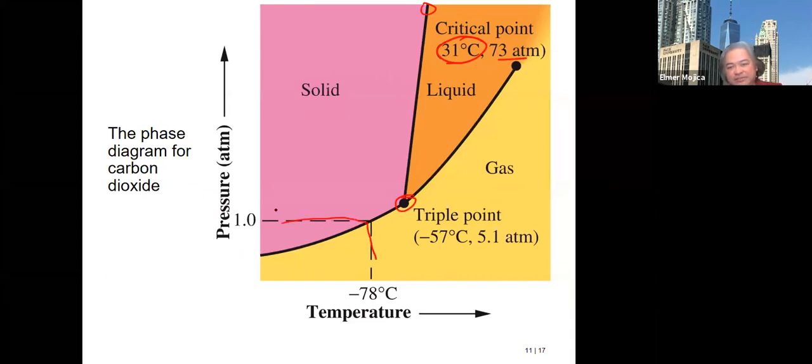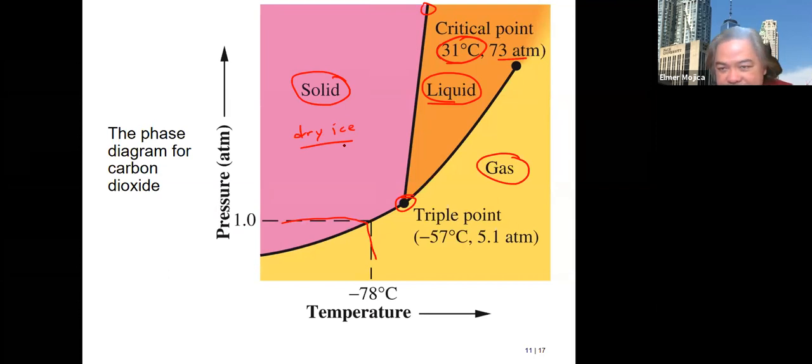So at atmospheric pressure, your carbon dioxide can only be either a solid or a gas. There's no way that it can exist in the liquid state. That's why you call it dry ice.